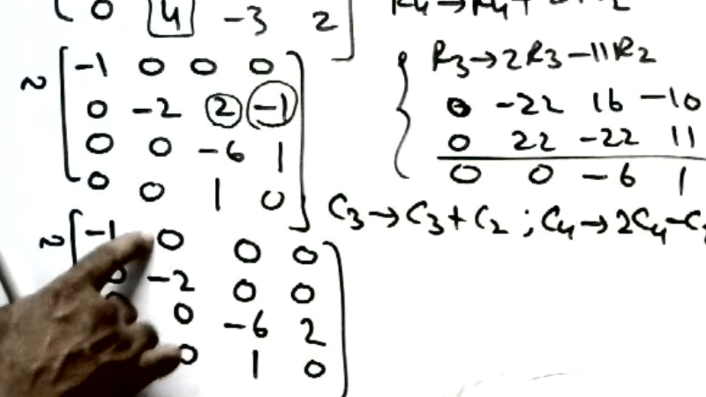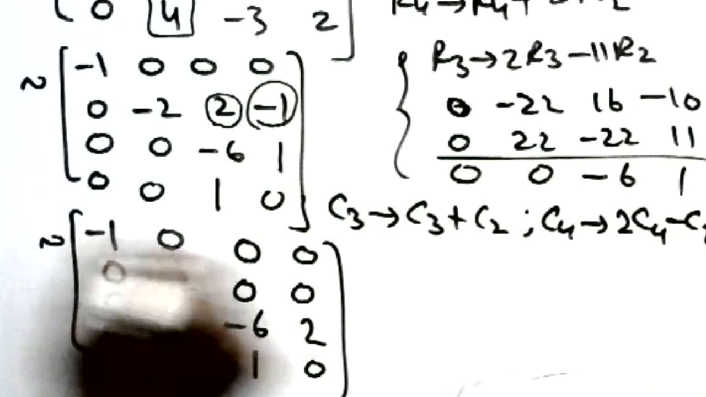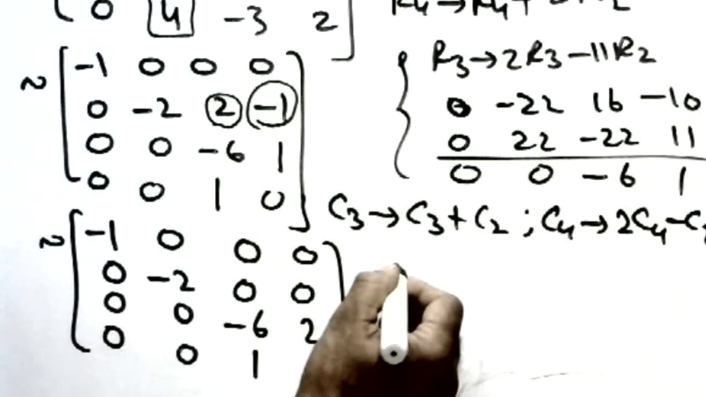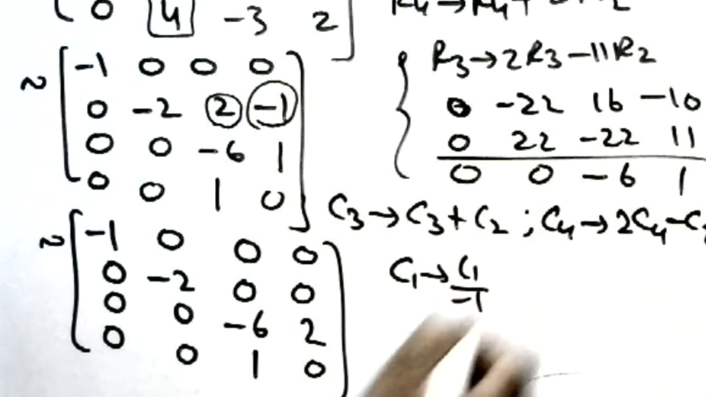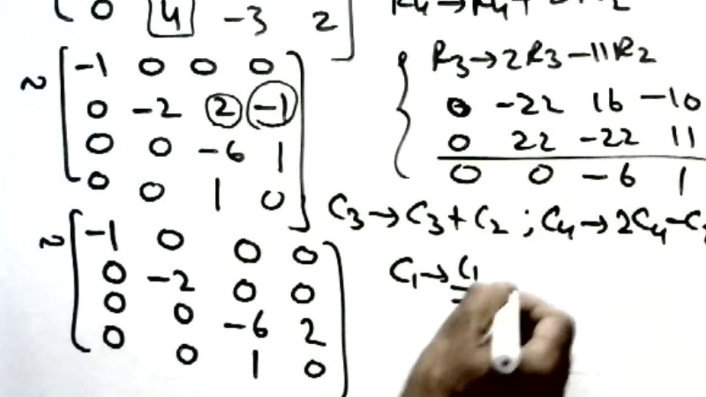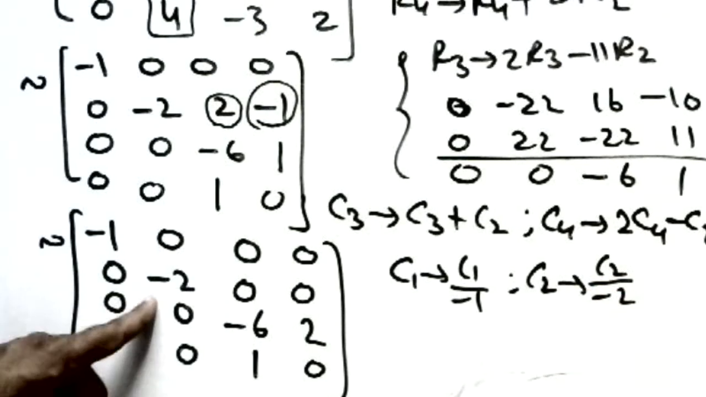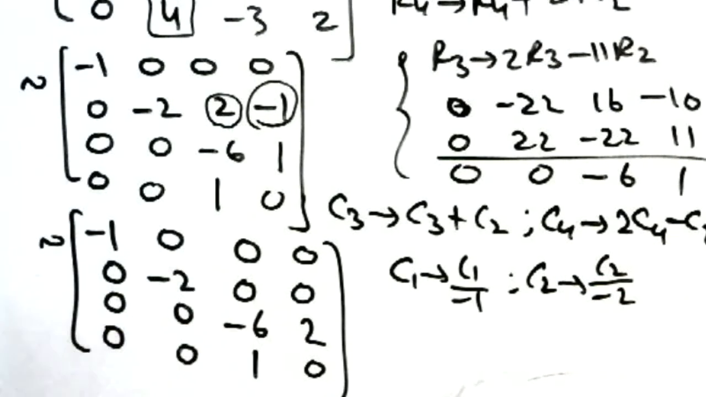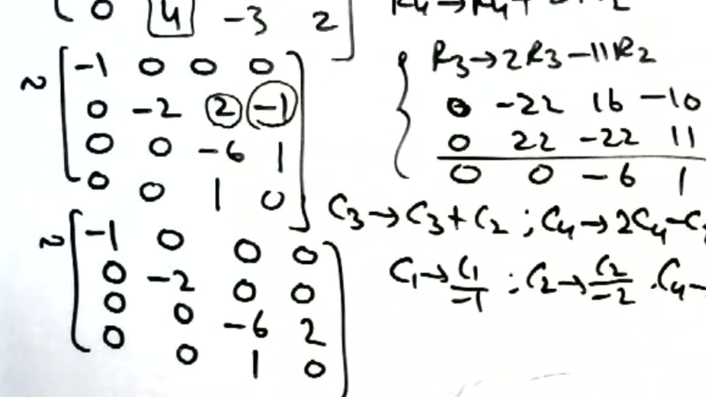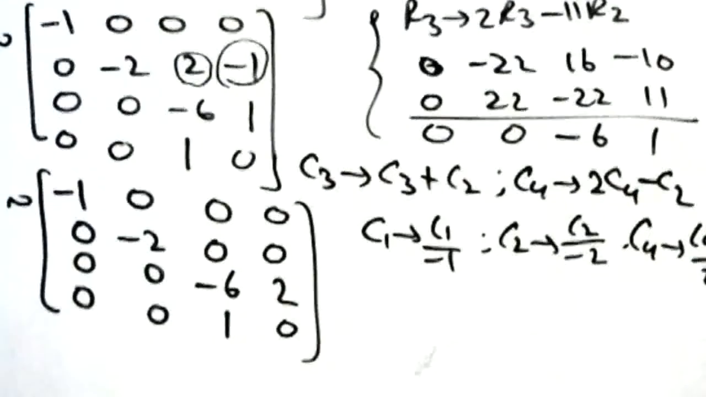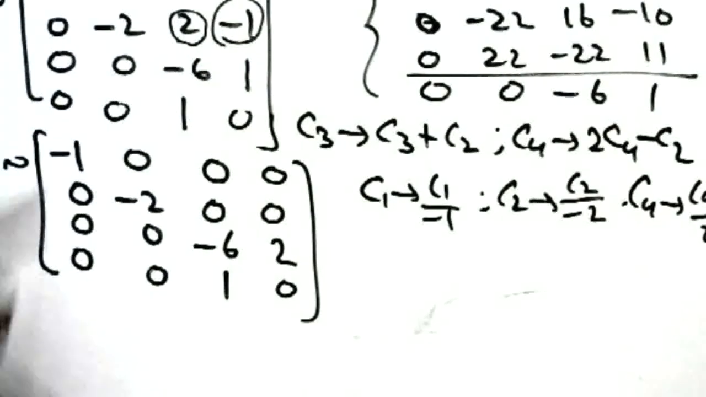We have already done this. Let me do one thing. We can take common here. We can take common minus 2. Okay, let me do some changes here. See here I am taking common. C1 implies C1 by minus 1. Let me take minus common here. C2 implies C2 by minus 2. Let me take minus 2 common here. We can take 2 common here. C4 implies C4 by 2. If we take common, the numbers will become easier.